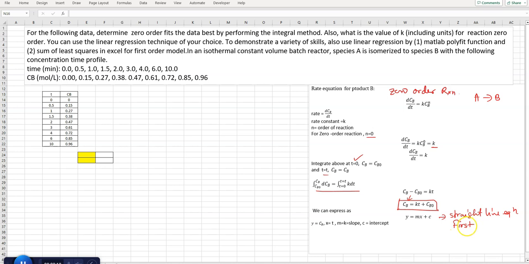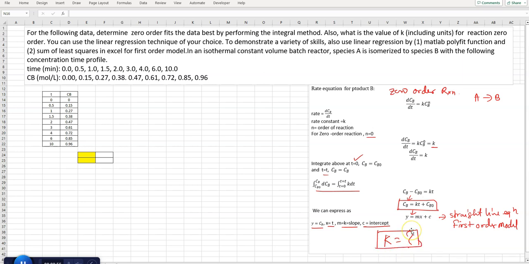So here y is nothing but CB, x is nothing but t, and m is equal to K, the slope. If we compare, CB is equal to y, K is equal to m or slope, and CB0 is the intercept. Now we have to find out, by Excel as well as the MATLAB polyfit function, the value of K. So what will be the value of K? That we have to find out.